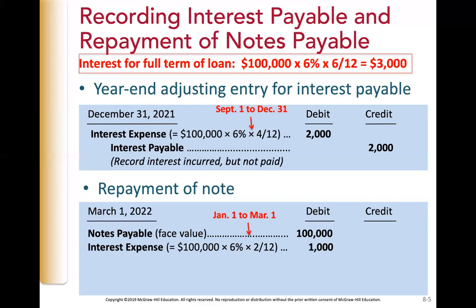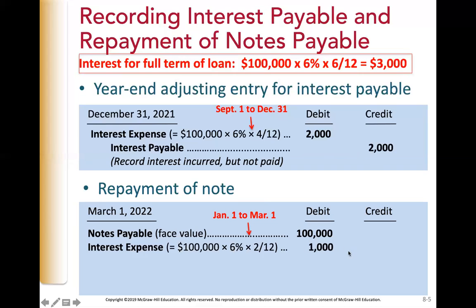Next, we want to record the rest of the interest expense for the year, the January and February, the other 2 months worth of interest expense that we have not yet recorded. Remember, we recorded 4 months in the previous year, so we've got to record the other 2 months here. 100,000 times 6% times 2 out of 12, we record 1,000. This 1,000 plus the 2,000 from the previous year equals the 3,000 that we're recording as our interest expense.